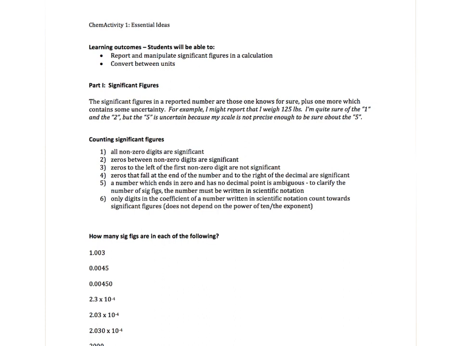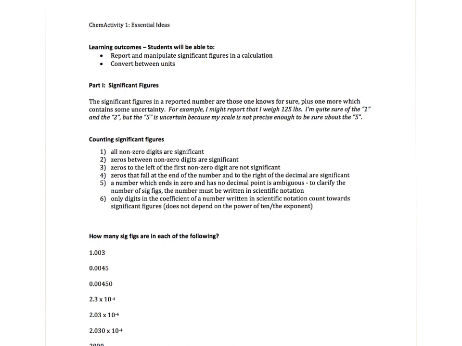Now, why do we need to keep track of them? Whenever a chemist or other scientist takes a measurement, we are using some sort of instrument. In the case of this example, we're using a scale or a balance that might be in my bathroom. And we need to keep track of how precise that measurement is. And we do that by keeping track of the significant figures.